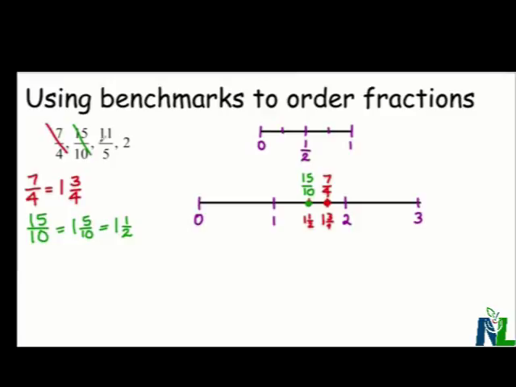11/5. You have to divide 5 into 11, and that goes twice, and then there's 1/5 left over. So that's going to be 2 and 1/5. Here's 2, here's 3. We know it's a bit over 2, and if I want to be precise, I could divide this into 5 parts. It's not perfect.